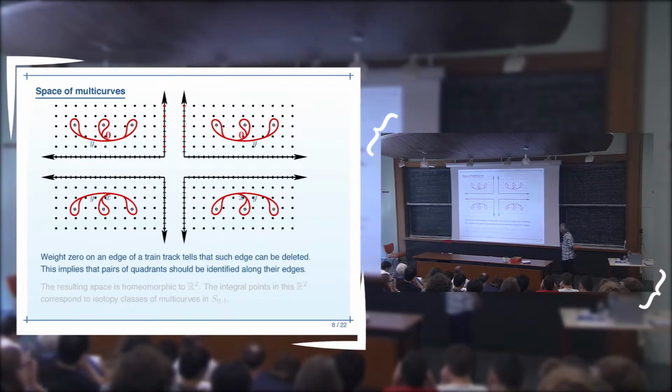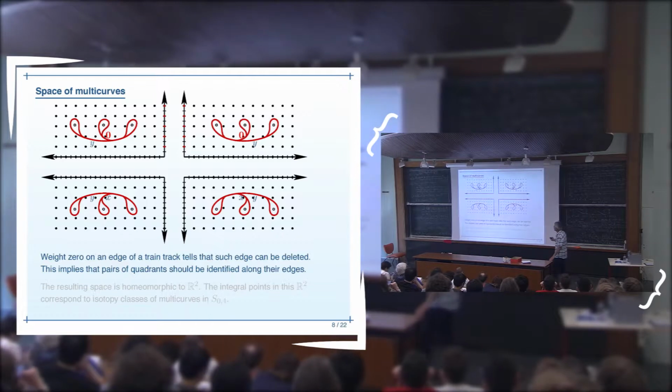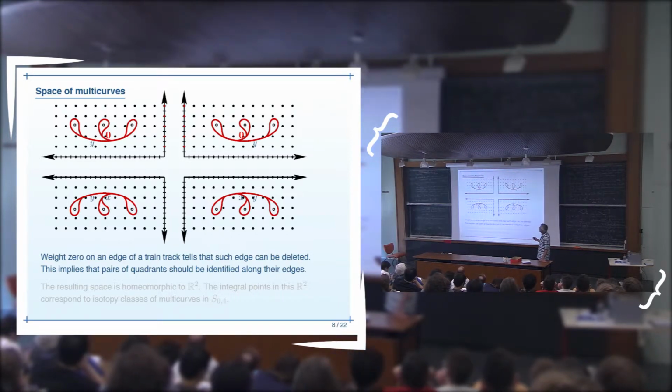And now I would also like to glue together the sides of the quadrants in the following way. What if one of these x or y is equal to 0? For example, what does it mean that the weight on this strand is equal to 0? It means that nothing goes here, and nothing goes here. We can erase it.